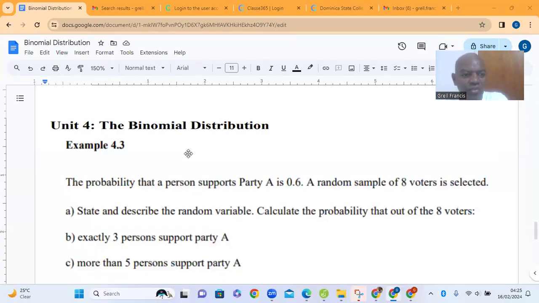This is a recording on Unit 4. The topic is the binomial distribution, example 4.3. It says the probability that a person supports party A is 0.6, and a random sample of 8 voters is selected. State and describe the random variable. Calculate the probability that out of the 8 voters, exactly 3 persons support party A, and more than 5 persons support party A. Okay, so let's define the random variable in this situation.